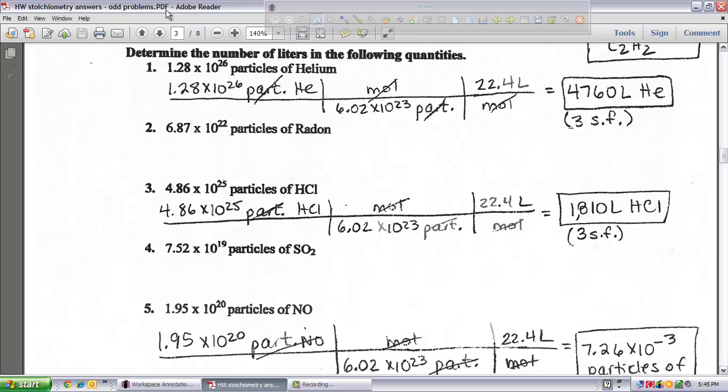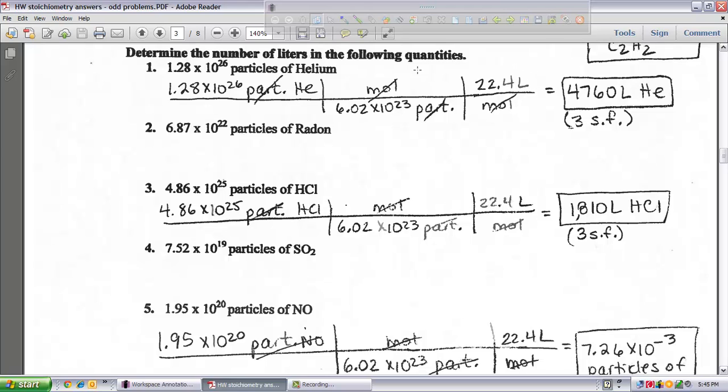Because there's not really a good abbreviation for particles. So you start with particles of your gas, divide by Avogadro's number, and then multiply by the 22.4 liters per mole. You want to set up your equation every time so that the units that you start with are the units that are going to be canceled. And then you're going to hopefully get moles very quickly.